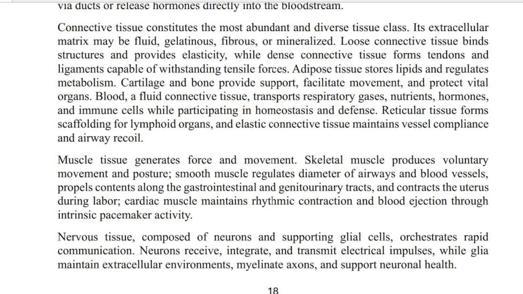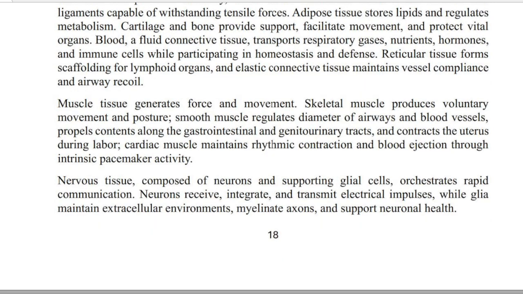Muscle tissue generates force and movement. Skeletal muscle produces voluntary movement and posture, smooth muscle regulates diameter of airways and blood vessels, propels contents along the gastrointestinal and genitourinary tracts, and contracts the uterus during labor. Cardiac muscle maintains rhythmic contraction and blood ejection through intrinsic pacemaker activity.